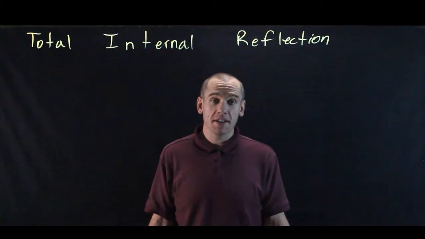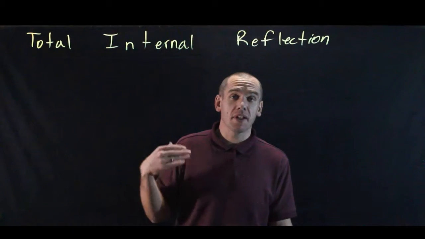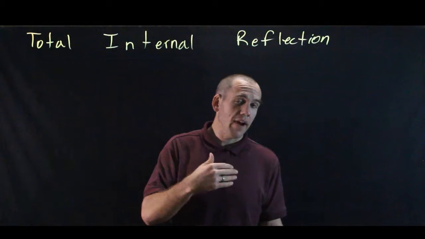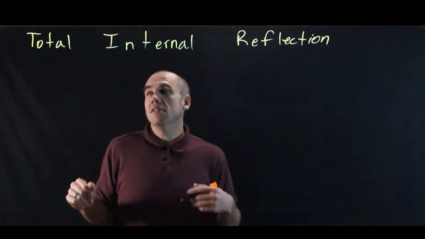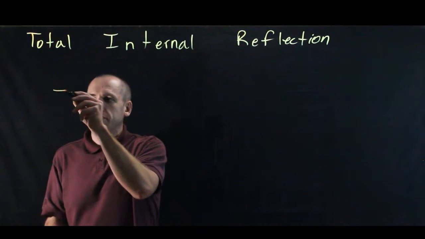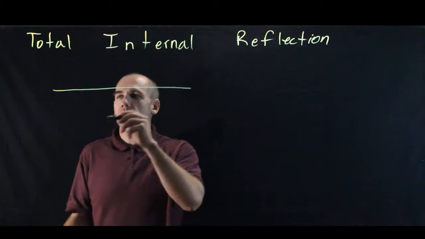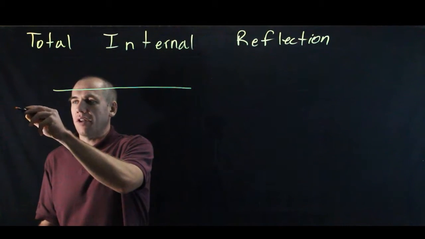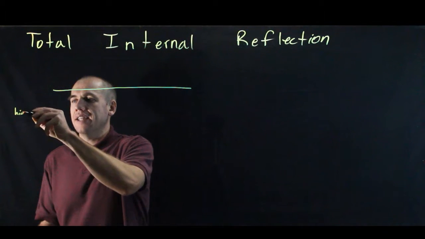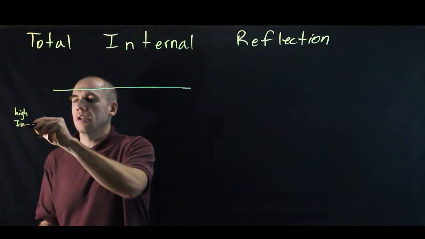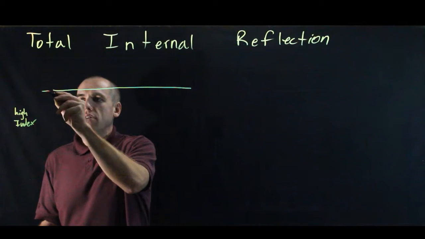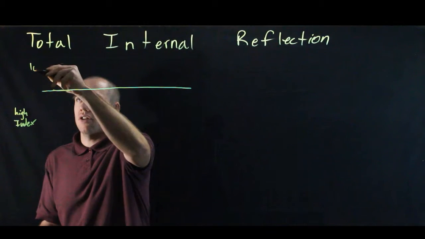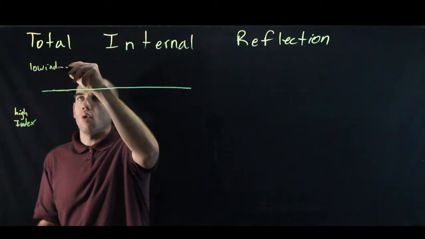We know that when light crosses a boundary, some of it reflects and some of it goes through that boundary and refracts and it bends. But let's look at this case where I have light moving through a medium that has a high index of refraction. So this would be something like water or glass. So a high index of refraction, and there's a boundary that separates that high index from a low index, like air or a vacuum.